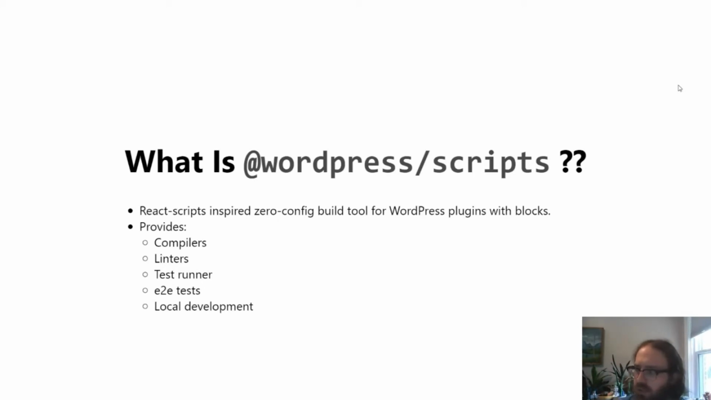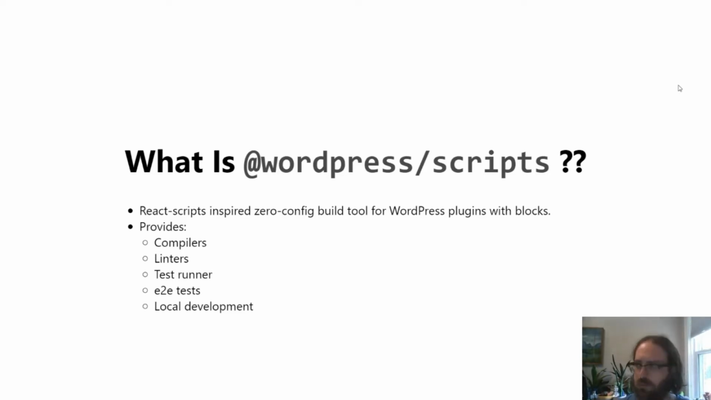Last time we used React scripts to set up for testing. This time we're going to use WordPress scripts. This is a zero config build tool for WordPress plugins with blocks or any other React code. We have compiler, linter, test runner, the end-to-end test, and the local development. You also need @WordPress/env. Very complete.